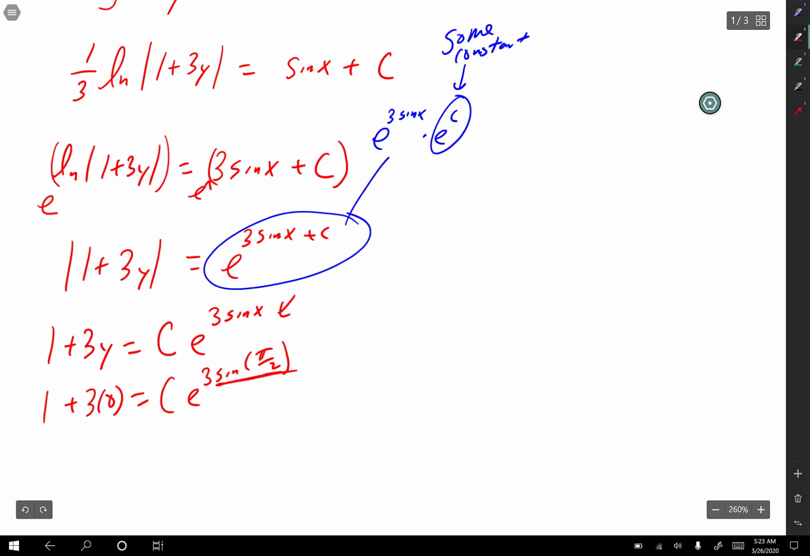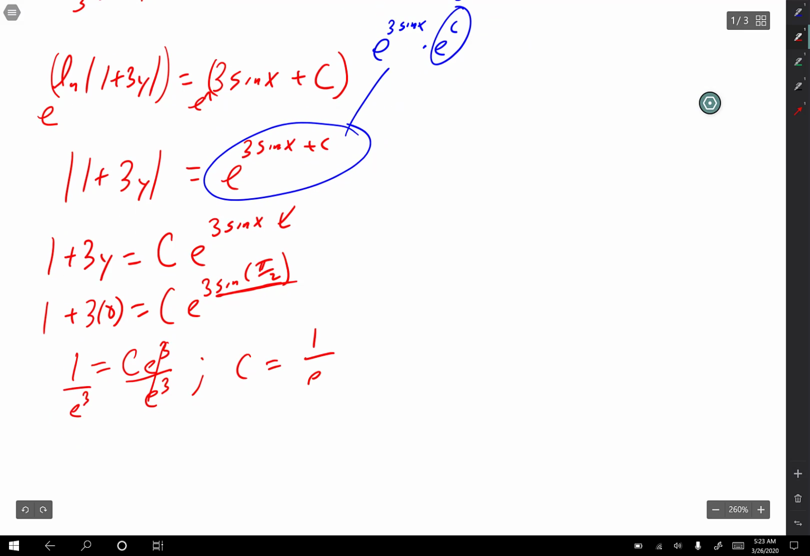It's not even that much. Sine of pi over 2 is 1, and 1 times 3 is 3. So you get 1 equals c e to the 3rd. Now, since I'm trying to get c by itself, I'm going to divide by e to the 3rd. So that gives me that c is equal to 1 over e cubed.